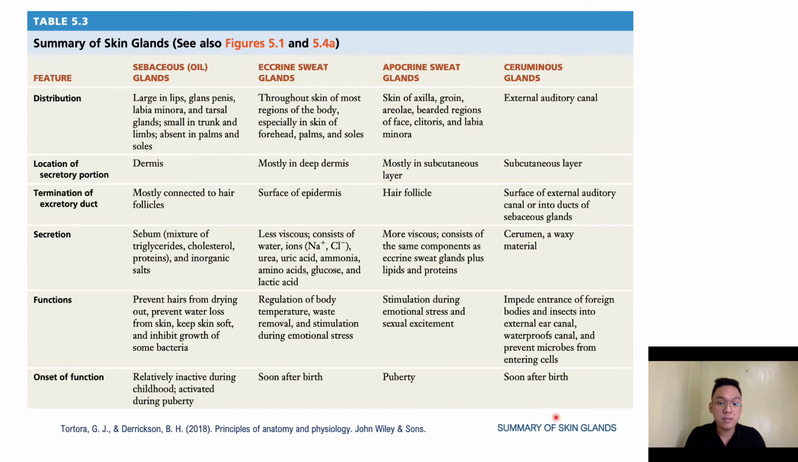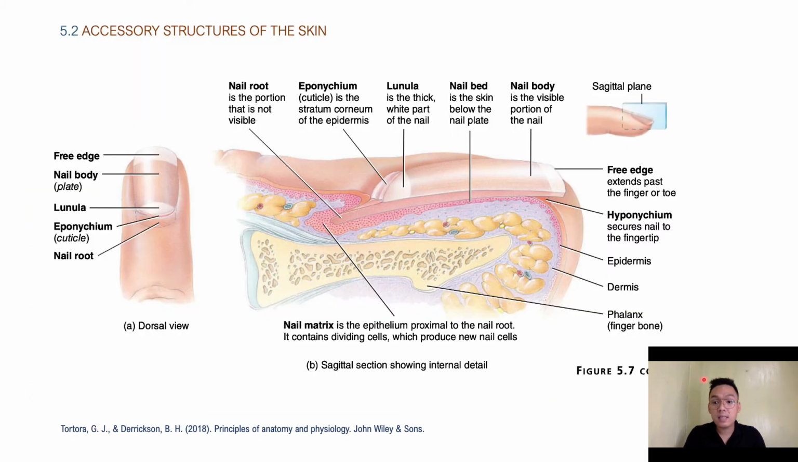And they are soon after birth. They are being onset of functions. Next will be your nails. Nail cells arise by the transformation of superficial cells of the nail matrix. Nails are plates of tightly packed, hard, keratinized epidermal cells.